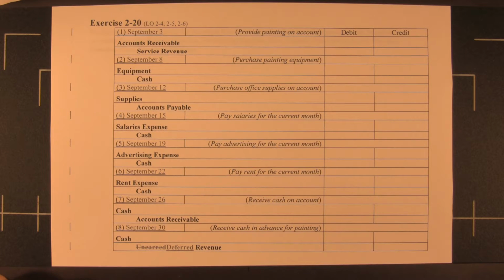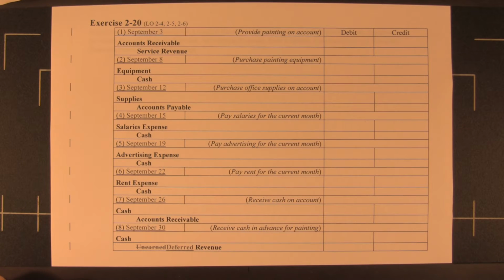Exercise 220 is another one of those problems that takes you from journalizing the transaction to the T accounts and then ultimately to the trial balance. It's very similar to 219. Let's jump into it and get started.